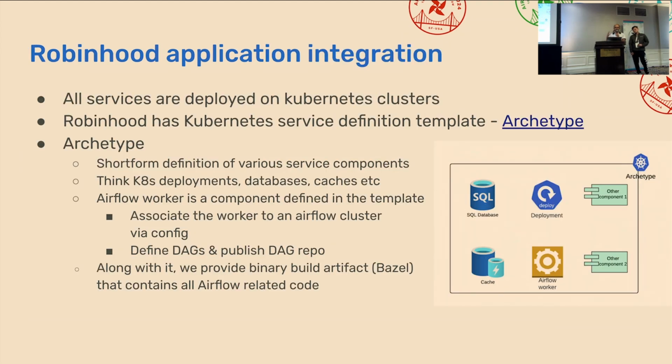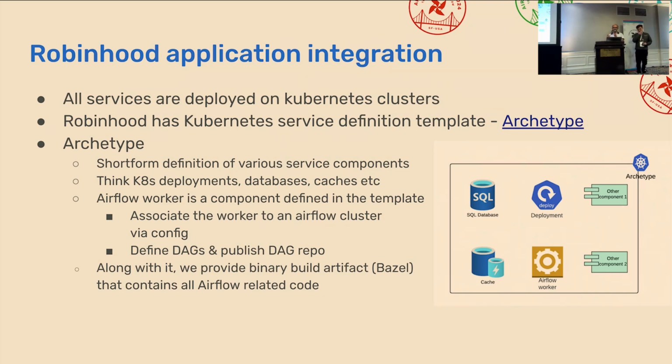So we have enabled multiple backend teams to integrate closely with Airflow. We have 80 workers running. Does it mean that all of these teams have to develop everything from scratch? No. So how do we do that? All of the Robinhood services are deployed on Kubernetes clusters, and there already is an existing framework to allow easier backend service development on Kubernetes, which is called Archetype. There was even a blog post from Robinhood Engineering a couple years ago about that. Archetype is a short form definition of various components of a service. Think databases, caches, other components. You may be running a queue, you may be running other kinds of logic, task pods, and things like that.